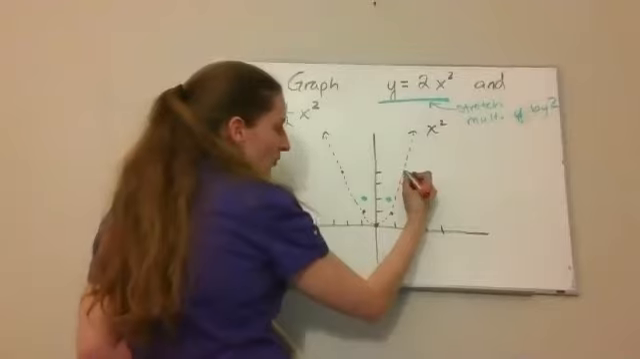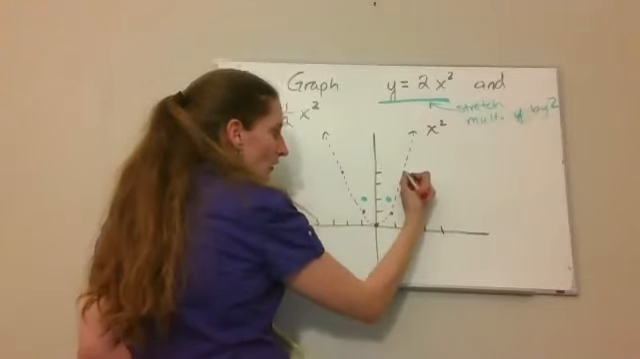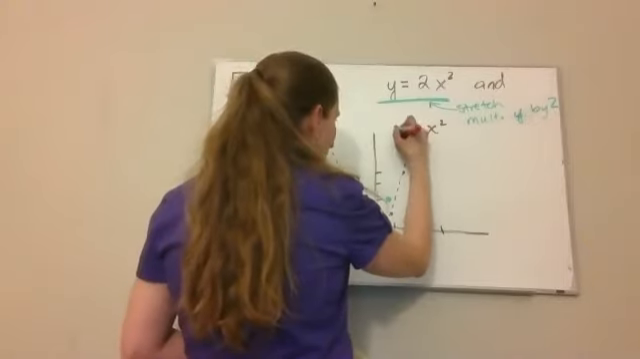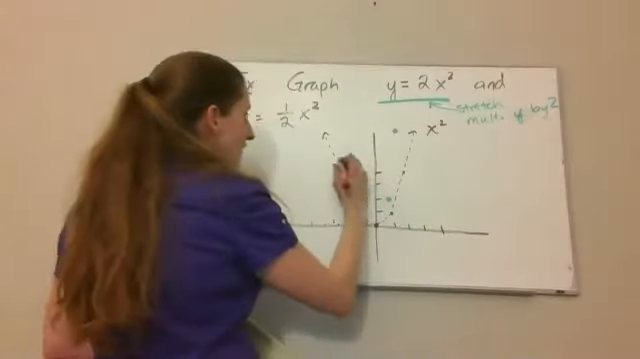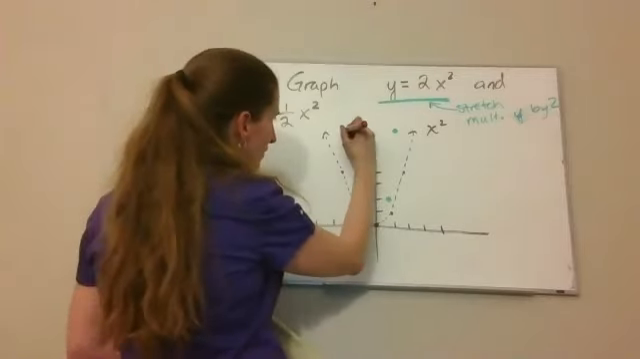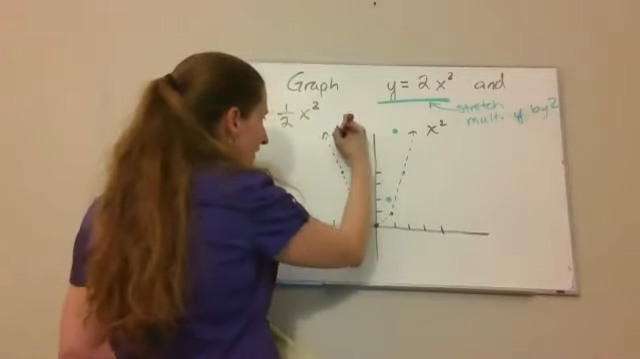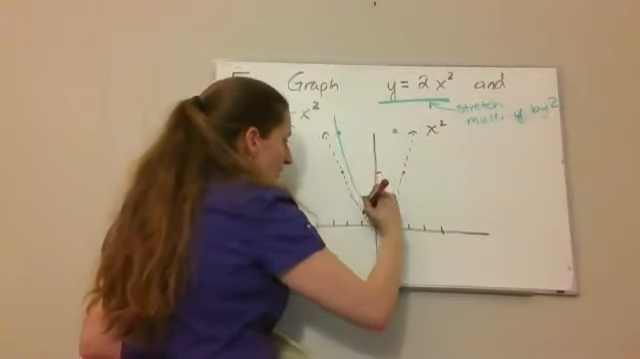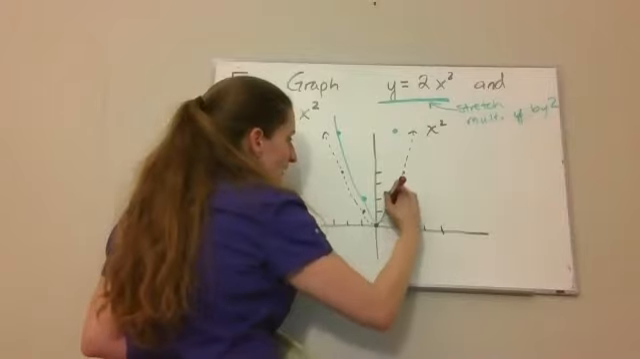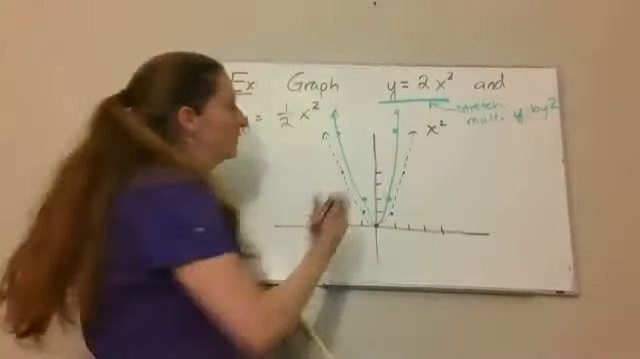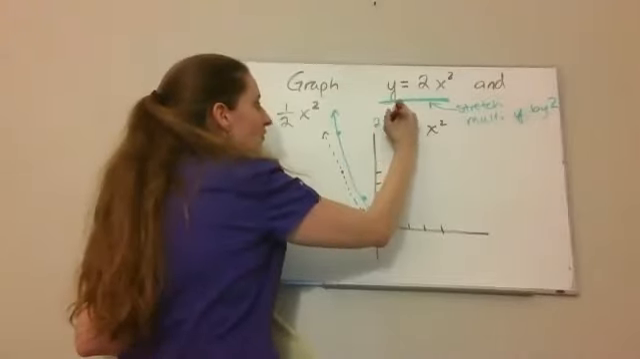Y coordinate of this point was 4. I'm going to multiply it by 2, which is going to put it up at 8, which is somewhere way up here. And same over here. This had a y coordinate of 4. When I multiply it by 2, it's all the way up at 8. And I end up with another parabola type shape. It just happens to be skinnier. So this guy is 2x squared.